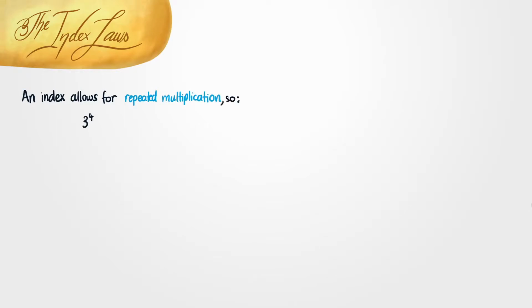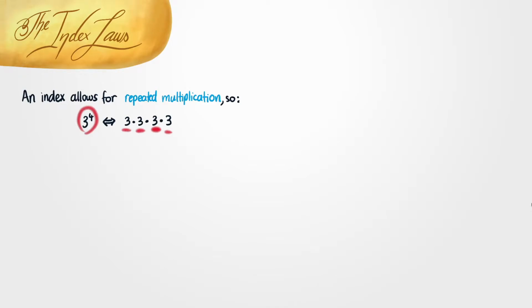So over here, I've written 3 to the power of 4. We write this by writing the 3 at the bottom, and then we write the 4 up the top. The 4 at the top is what we'd call the index, and it tells us how many times we need to multiply 3 by itself in order to produce our answer. So if I write 3 to the power of 4, that's the exact same thing as 3 times 3 times 3 times 3 again.